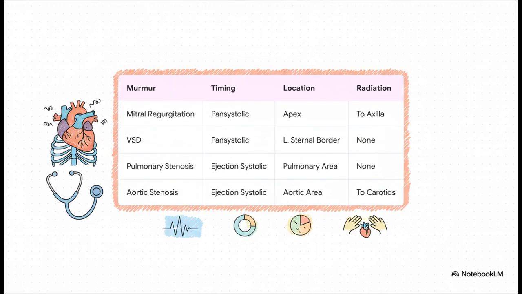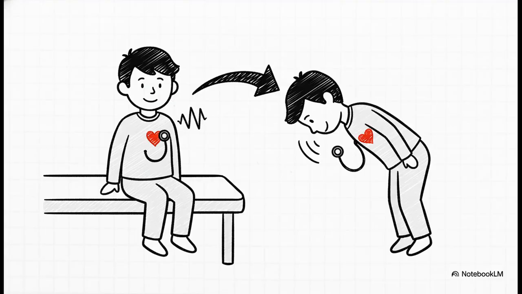Think of this table as your cheat sheet for the most common murmurs. And the key is to look for the patterns. For instance, notice how both mitral regurgitation and a VSD cause a pansystolic murmur. You hear it through the entire beat. So how do you tell them apart? It's all about location. Mitral regurgitation is at the apex and radiates over to the armpit. A VSD, you hear it at the sternal border and it doesn't really go anywhere. These patterns are everything.